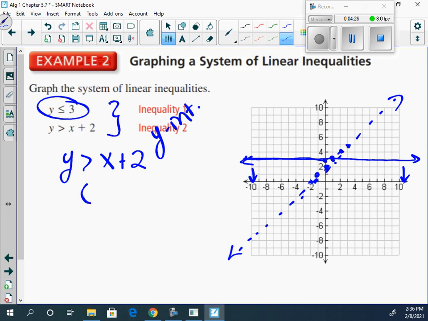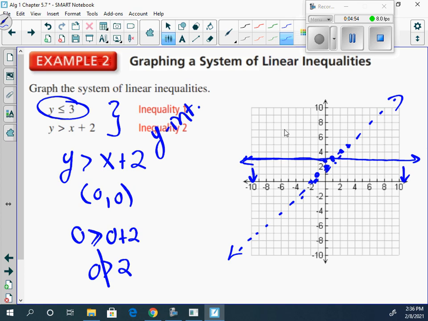Now again, we need to check a point, because just like we do with any of the inequalities in two variables, we have to check a point to see where we are shading. So we can check (0, 0). So if I plug this in, we get 0 is greater than 0 plus 2, which is just saying 0 is greater than 2. Is this true? Well, no.